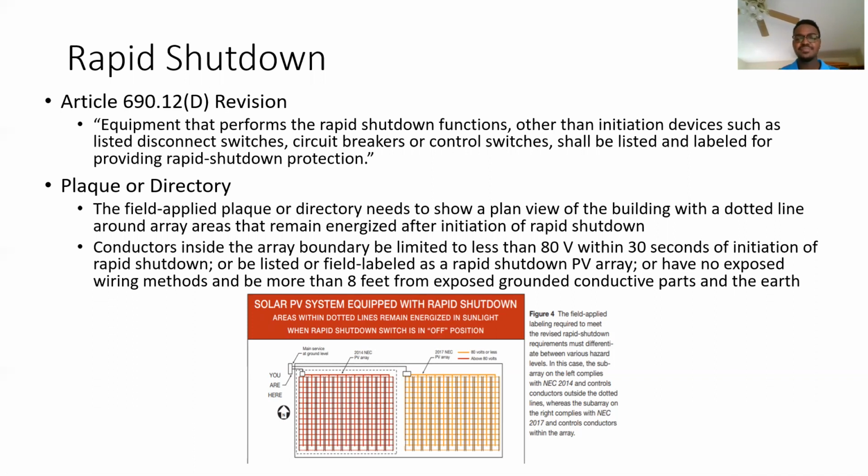So on the left side of the image, it shows the dotted line around the PV system, and that means that system is still energized even after rapid shutdown. And the one on the right shows there's no dotted line, so as soon as you rapid shut down, there's no more energy coming to the system.